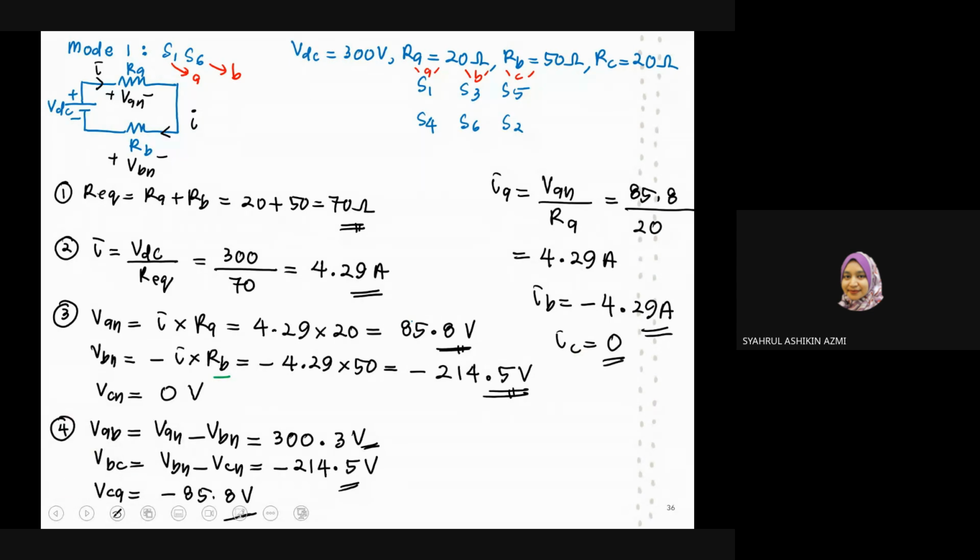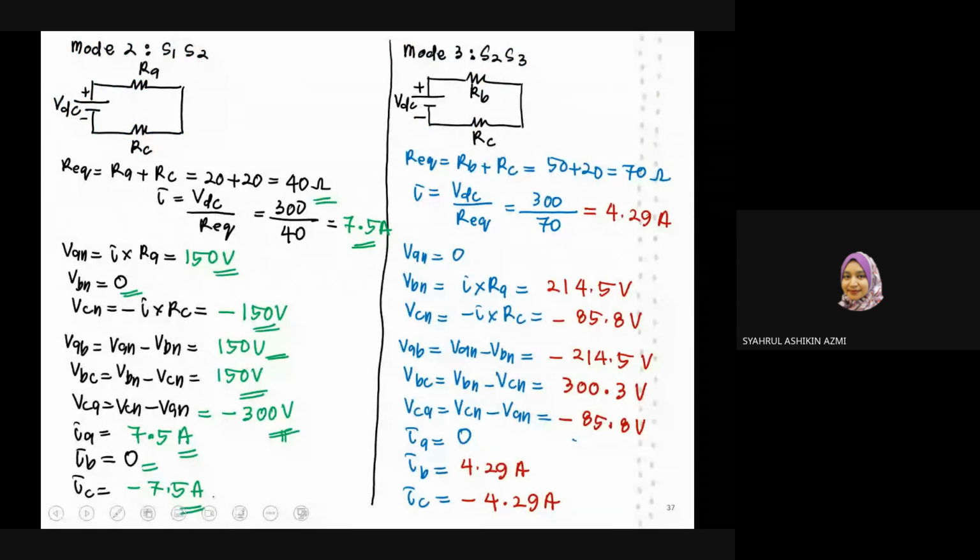Again, maybe I can rewrite the equation. IA will be equal to VAN divided by RA, IB equals VBN divided by RB, and IC is VCN divided by RC. So these are the equations to find the phase current. Okay, so we proceed to mode number 2.